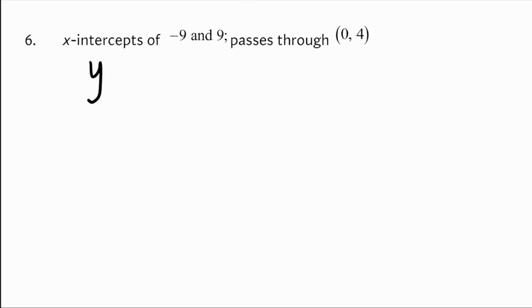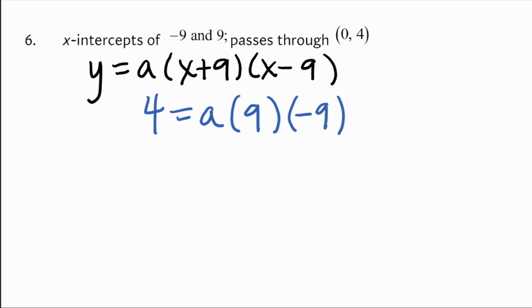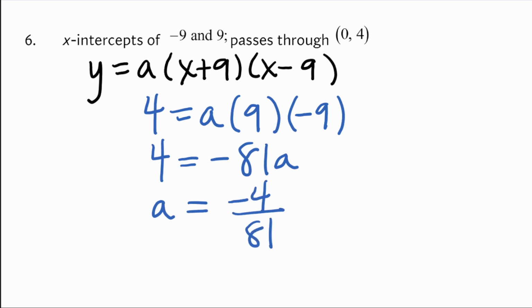This one, I'm going to say y is equal to some number times x minus p times x minus q, where p and q are going to be -9 and 9. And then if it passes through the point 0 and 4, 4 equals a times 0 plus 9 times 0 minus 9. Okay. And then I'll divide both sides by -81. I'll get a is equal to -4 over 81. So it's got some weird numbers on it.